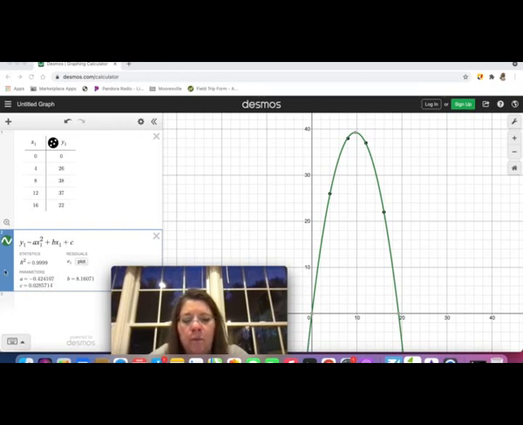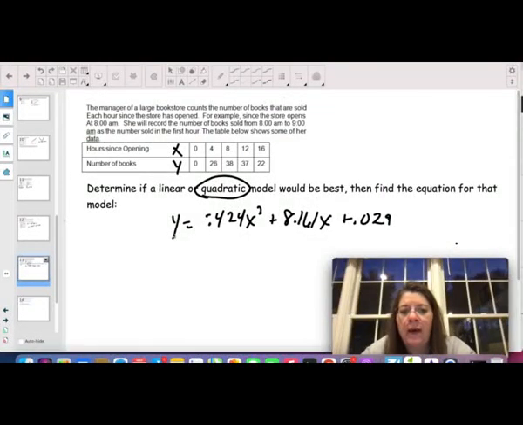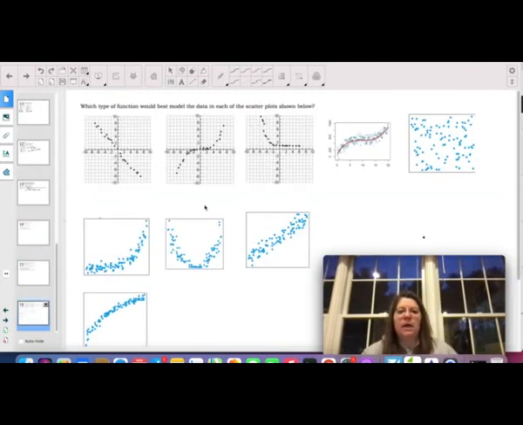It doesn't matter. They will be specific in the directions, or it will be multiple choice, and you'll just do what the answer choices indicate. So going back into the notebook, when I round those answers, I got y equals negative 0.424x squared plus 8.161x plus 0.029.